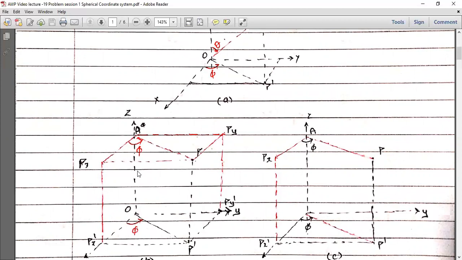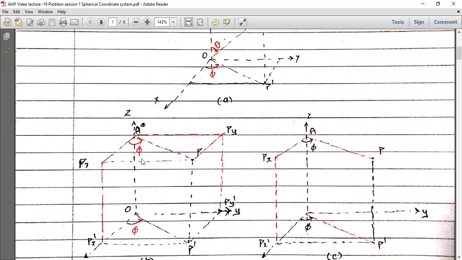If you view this in a rectangular coordinate system, it is obvious that PX has a projection PX dash on the X axis, and PY has a projection PY dash on the Y axis. If we draw projections from PX and PY, they will both meet at point A on the Z axis, as you can see here. Jointly, this complete figure will be cuboid-like.